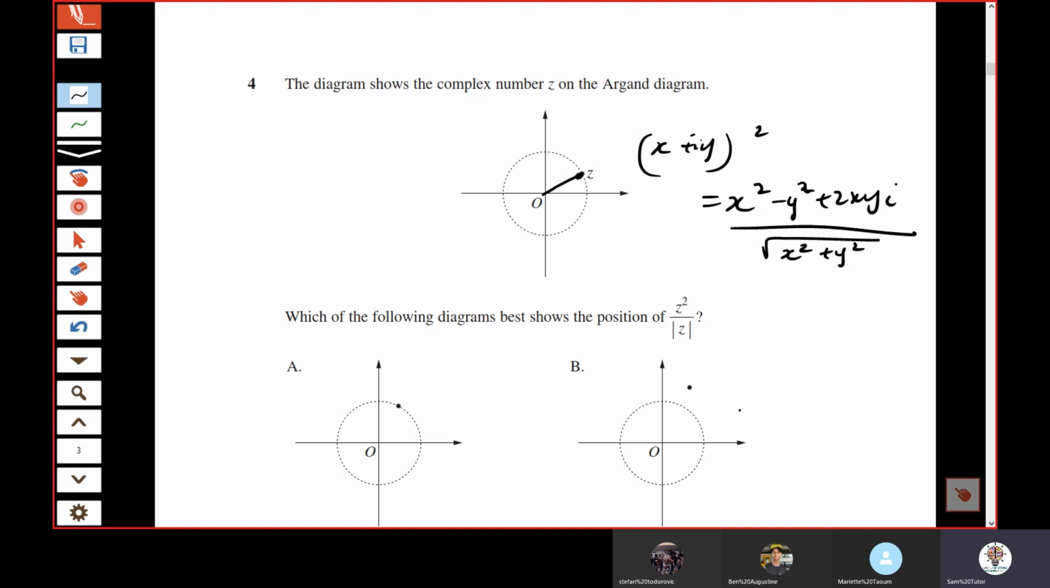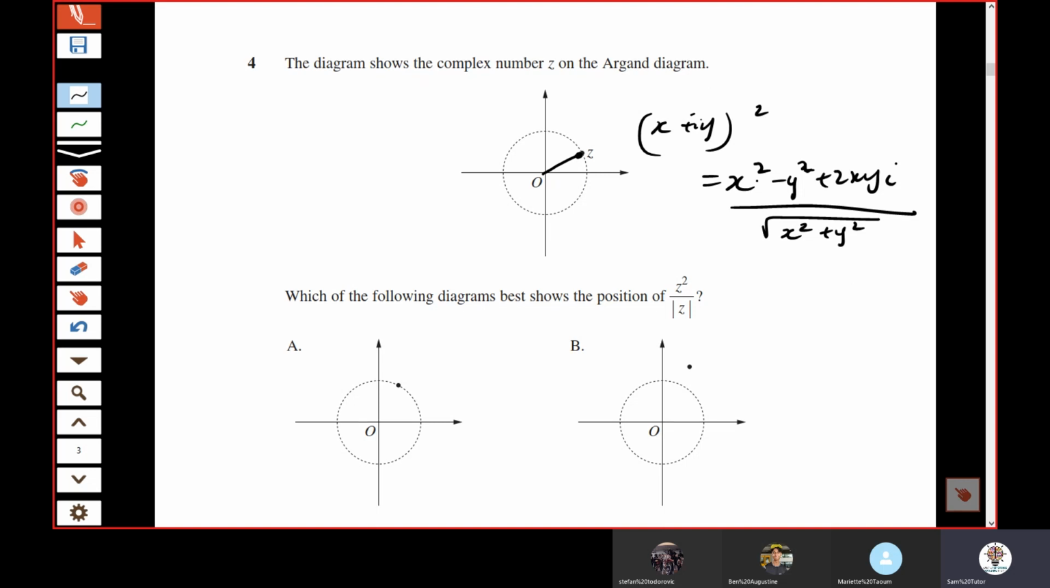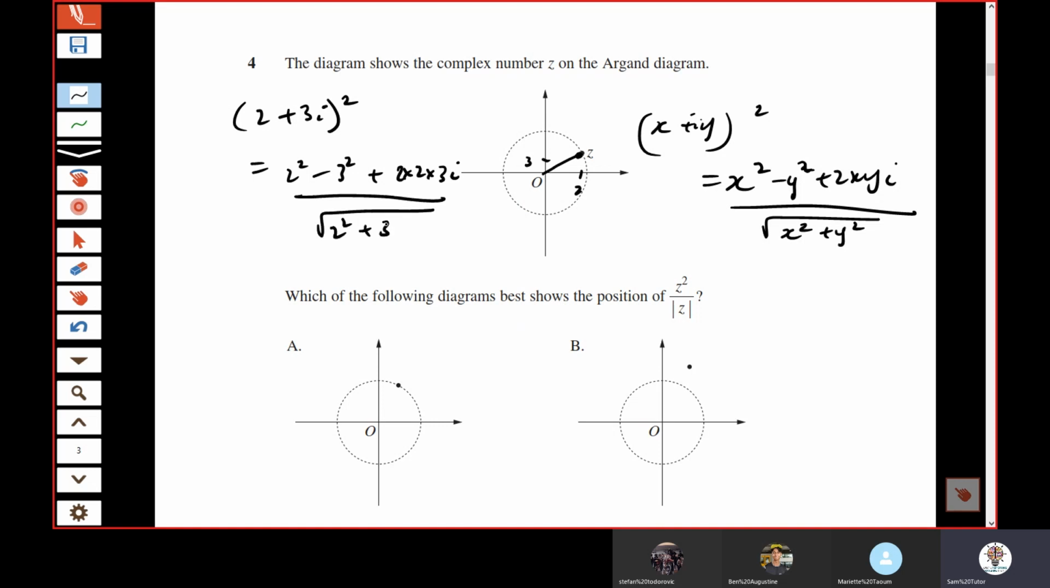Good. Then it says, which of the following diagrams best shows the position of this? Well, you now know. If for any reason you couldn't do it the way I'm doing it now, pick a number. Like this could have been 2, and pick this as 3. So 2 plus 3i, actually. Let's just do that. Maybe that's safer for now. 2 plus 3i. So when I square it, I'm definitely going to get 2 squared minus 3 squared plus 2 times 2 times 3i, over the square root of 2 squared plus 3 squared.